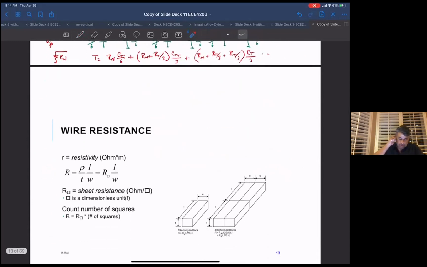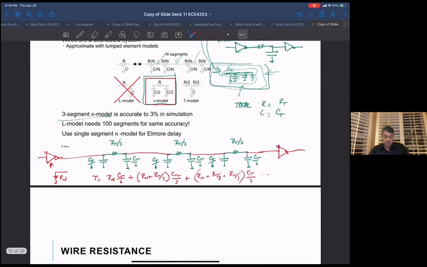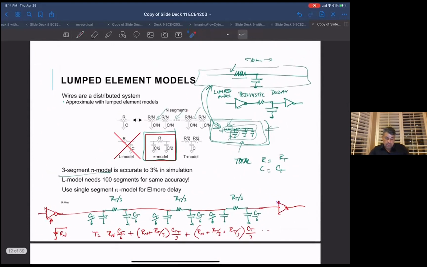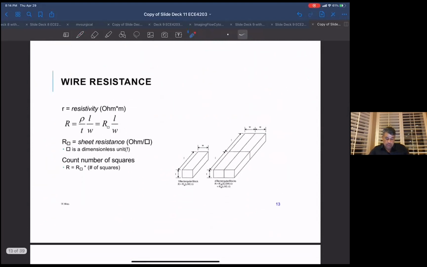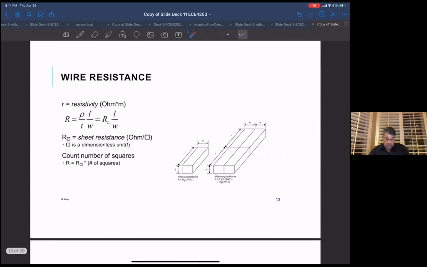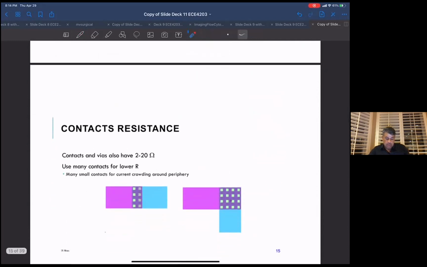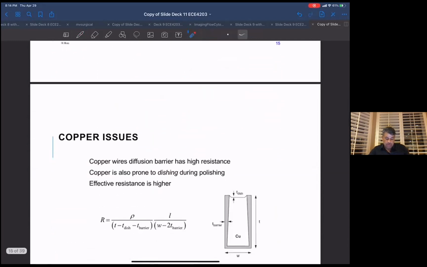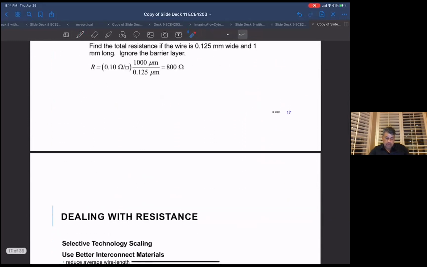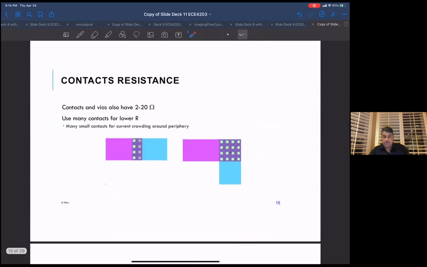Okay, so let me stop right there. That was sort of general topics on interconnect up to that point. And then next lecture, we're going to talk about actually figuring out resistances and capacitances and things like that.